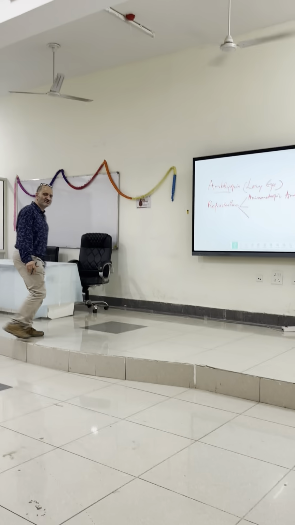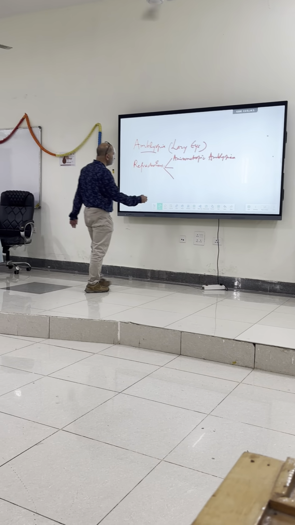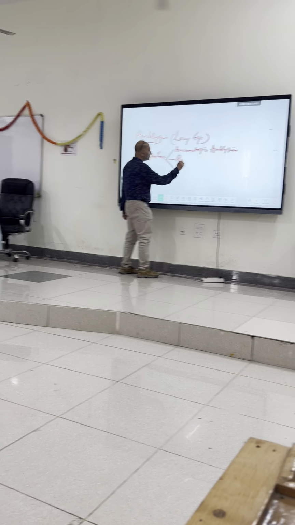Then the other is called refractive amblyopia. What is refractive amblyopia?